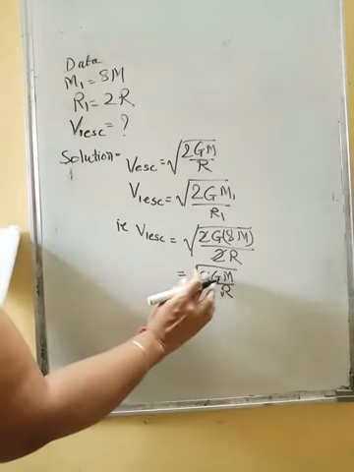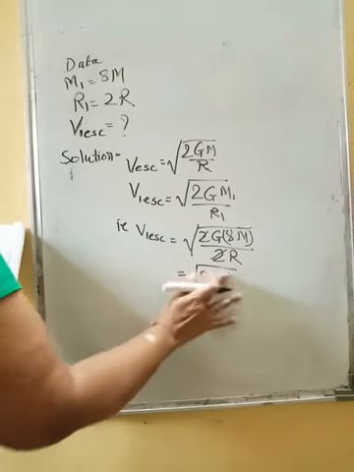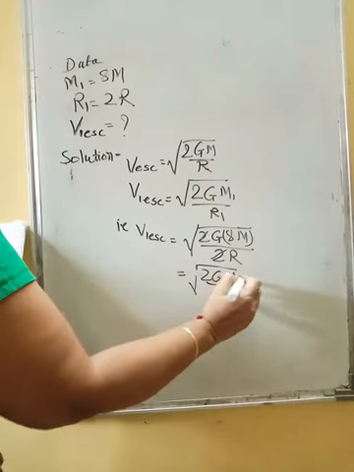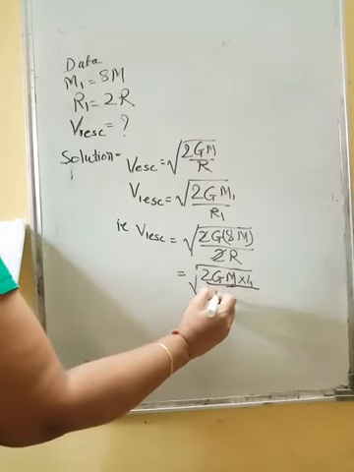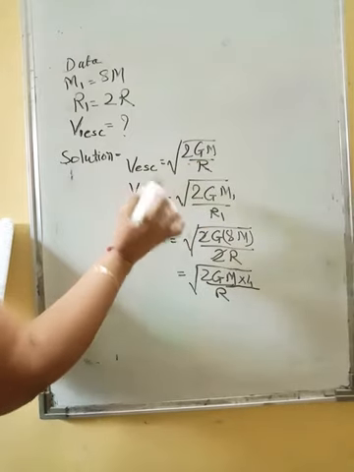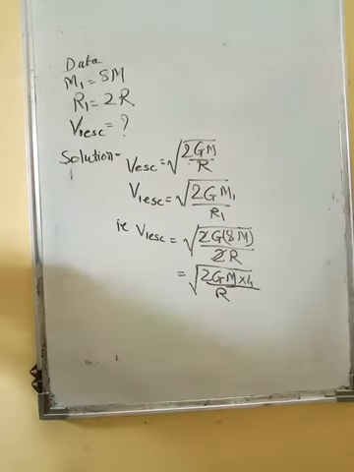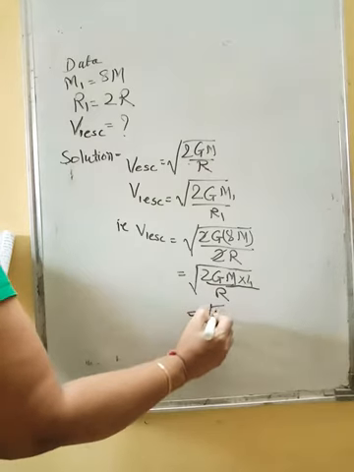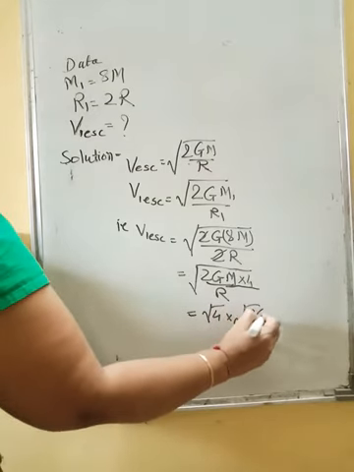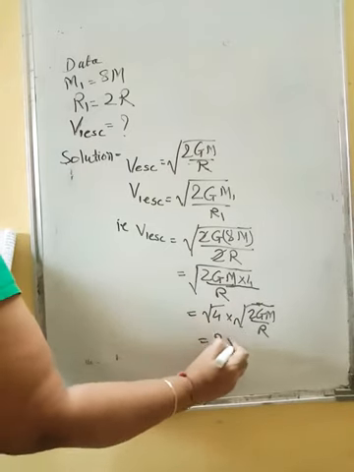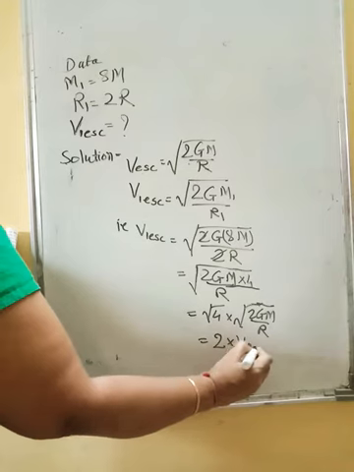Right? Now you can write this 8 as 2 into 4. Why am I writing 2 into 4, children? Anyone can think of? It is because of the square root. Isn't it? So I can write square root of 4 into square root of 2gm upon r. What is the square root of 4? 2. And what is this? Escape velocity of the earth.